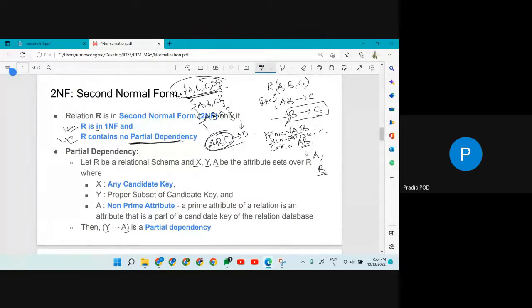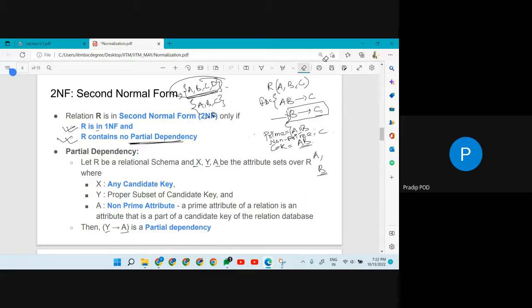The definition is: any proper subset of the candidate key deriving a non-prime attribute. But this is a prime attribute here, so that is not a partial dependency. Okay, got it, sir. This partial dependency, I'm still not clear. Can you explain a little more on that?